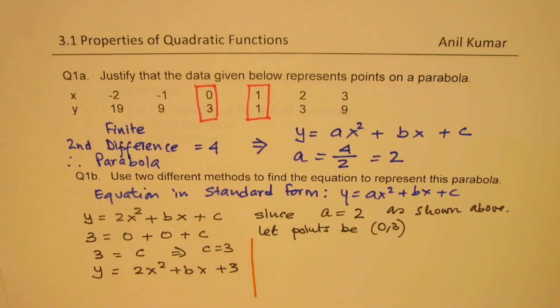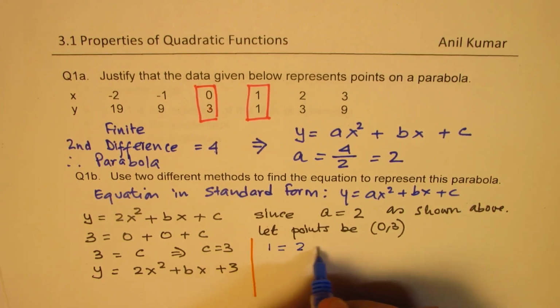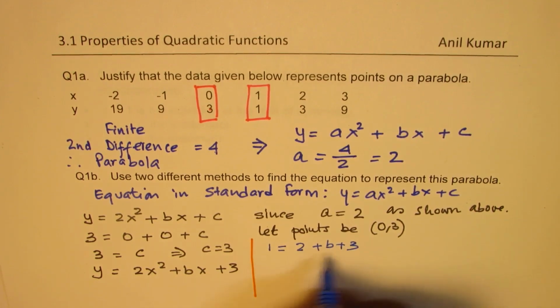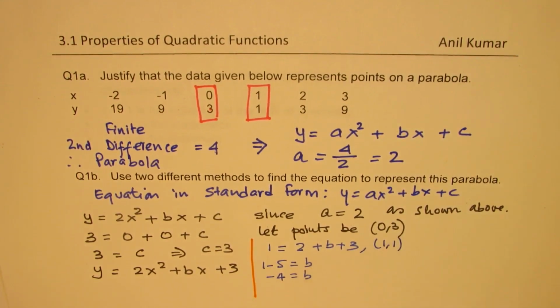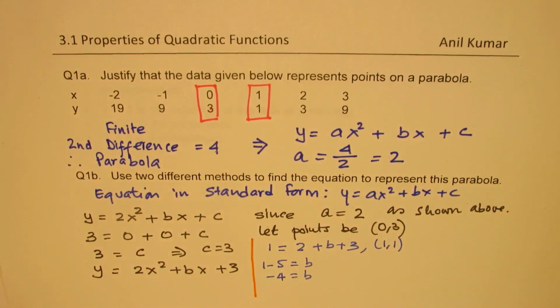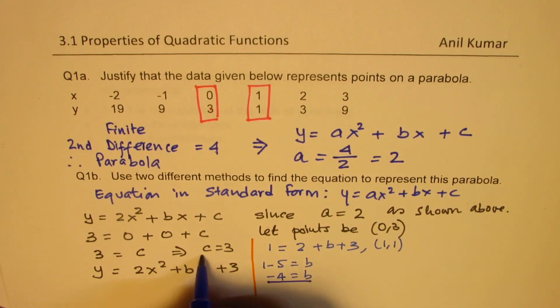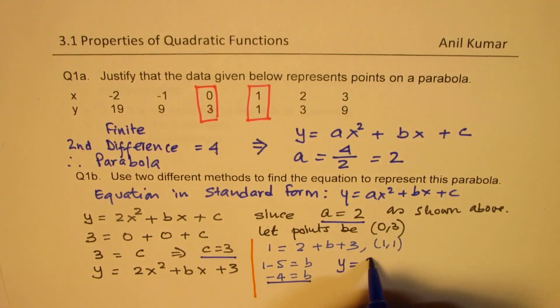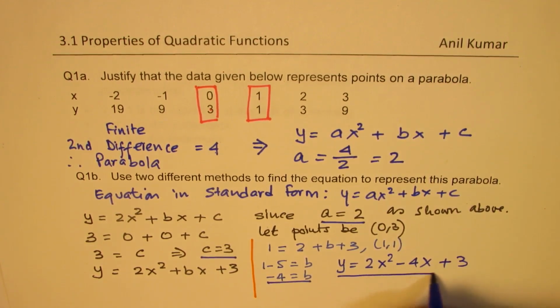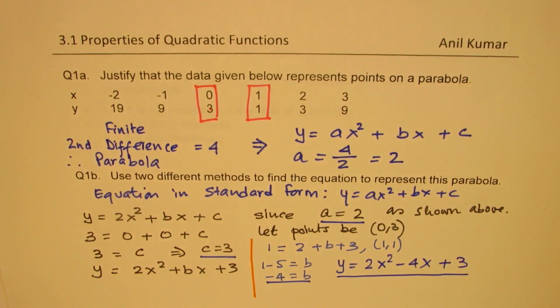So when I write (1, 1), we get 1 equals 2 plus b plus 3, which is 5. So we get 1 minus 5 equals b, so we have minus 4 equals b. This is using the point (1, 1). Perfect. And now once we know what b is and what c is, we already know a is 2. We have our equation, which is y equals 2x squared minus 4x plus 3. So in standard form, that is going to be your equation, right?